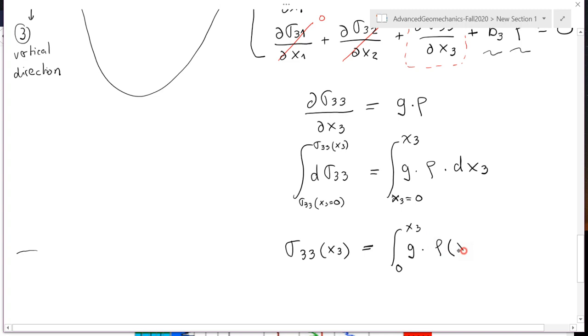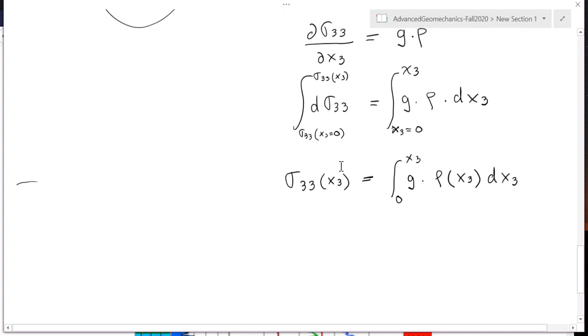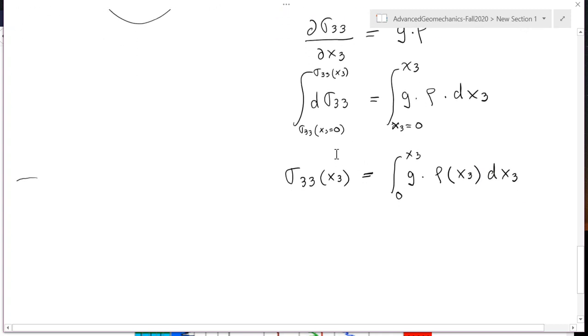Density may not be a constant; it may be a function of x3, so I cannot take it outside the integral right away, with the differential of x3. And I'm going to do one more thing over here. If we talk in practical terms, sigma 33 is going to be the vertical stress, and I can write this as SV, total vertical stress. Instead of x3, to be a little bit more practical, let's use Z for depth.